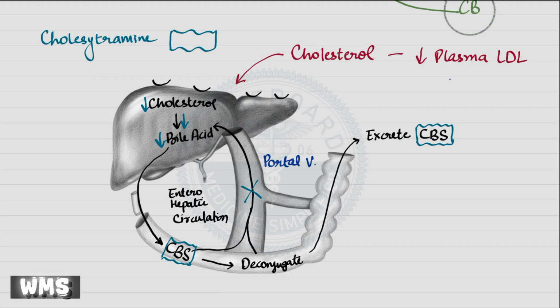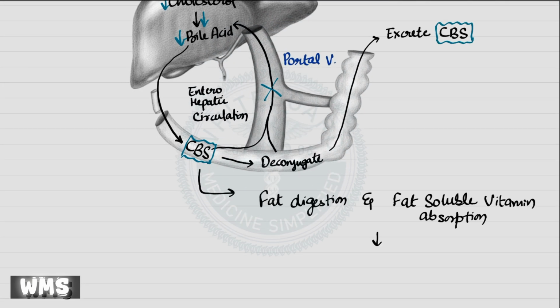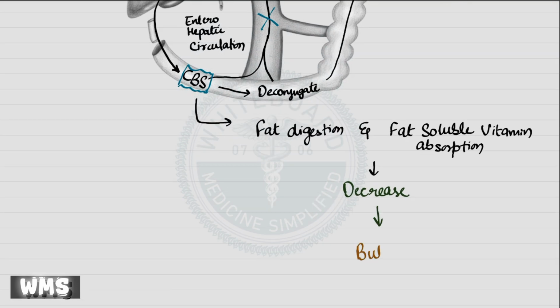Because bile acids are bound and not reabsorbed, fat digestion and absorption of fat-soluble vitamins can decrease. Stool may become bulkier and greasy.